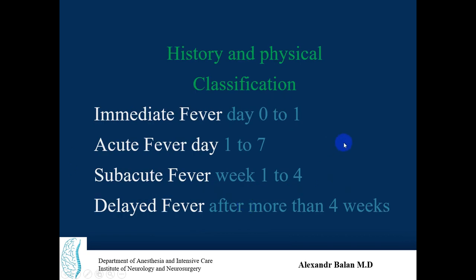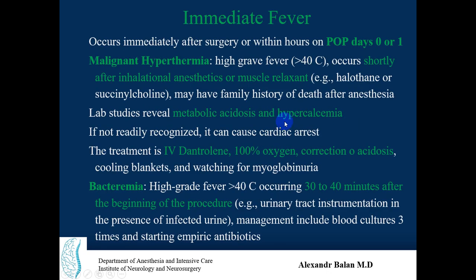So you see a classification, and it is classified, of course, by period or days of fever appearance. For example, immediate fever is called when it appears on day 0 to 1, acute fever from day 1 to 7, subacute fever from week 1 to week 4, and delayed fever after more than 4 weeks.